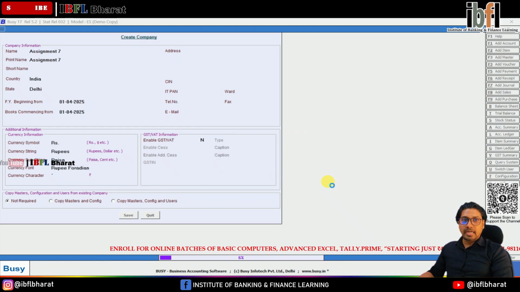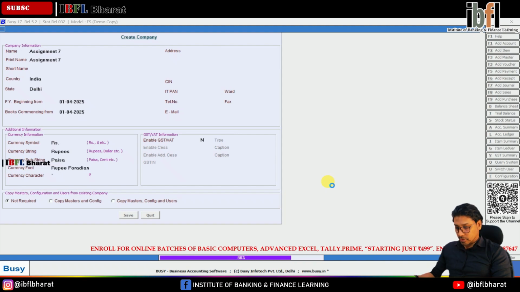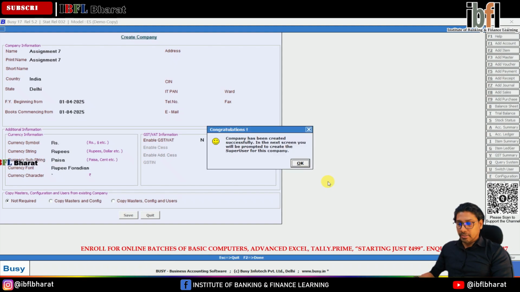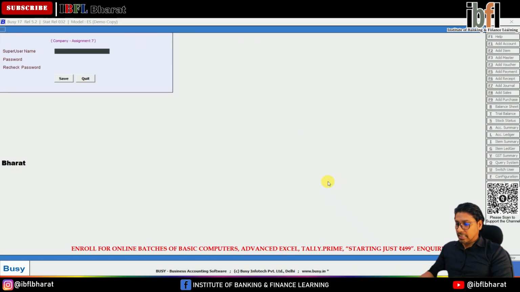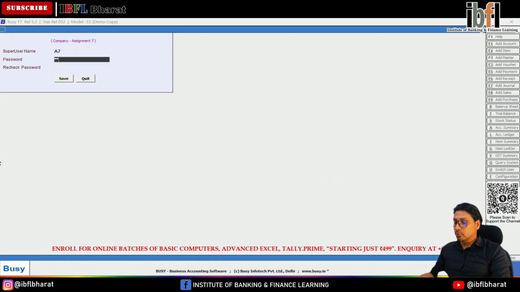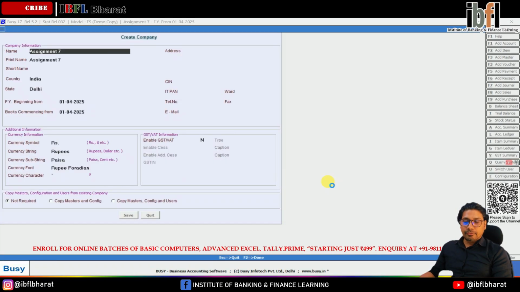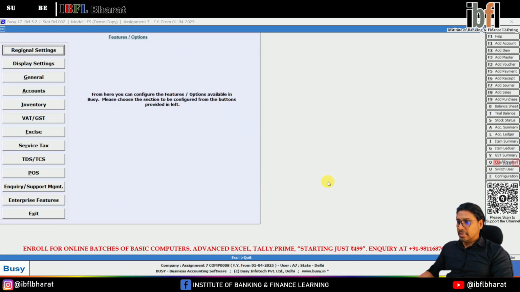Save this information, and the next window will open of super user, and we will create the super user name. There is no owner name here, so we will take A7 as the owner name, your super user name, and password will be 123, and enter 123. We will save the information, and the feature window is open. Then we will press escape to skip that.